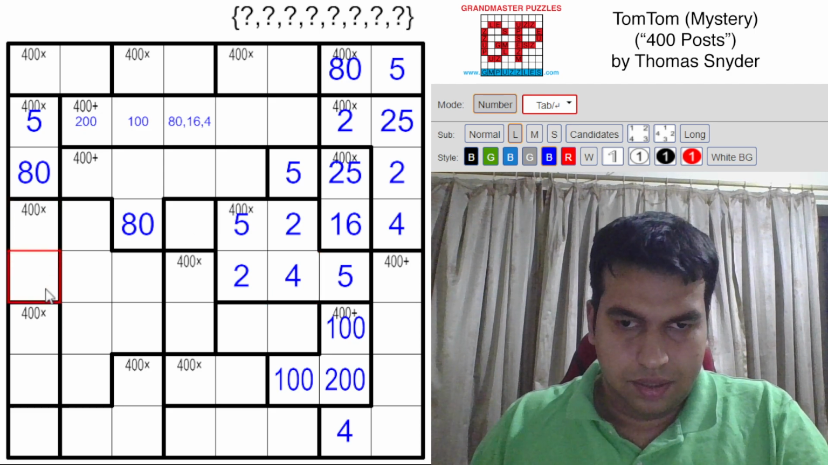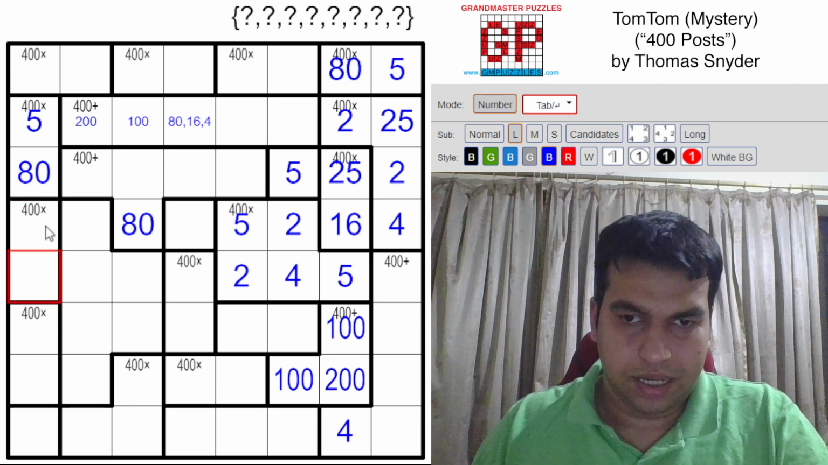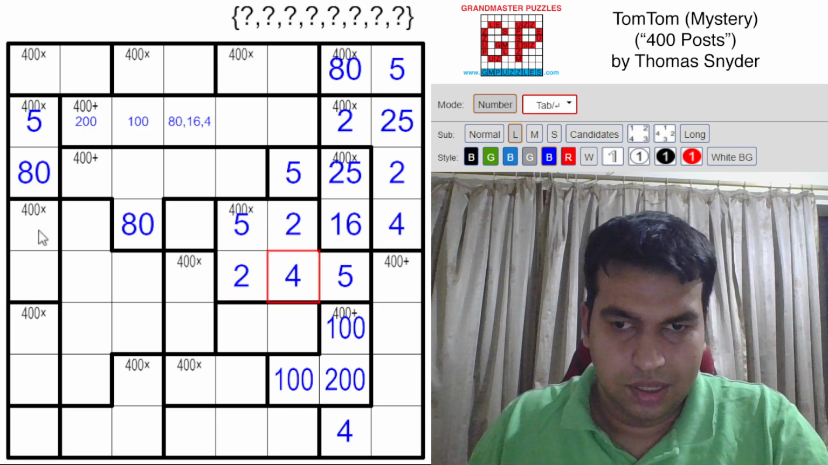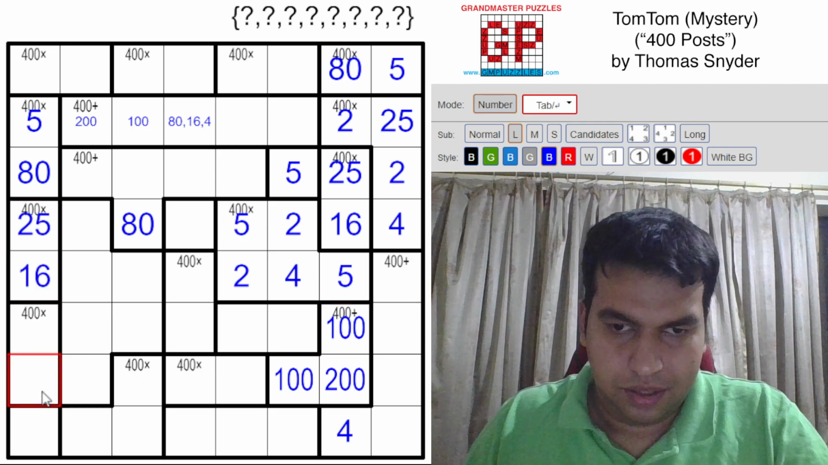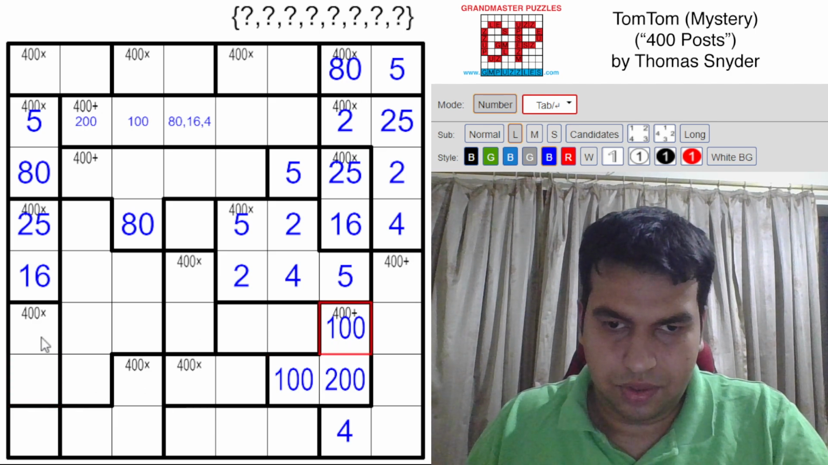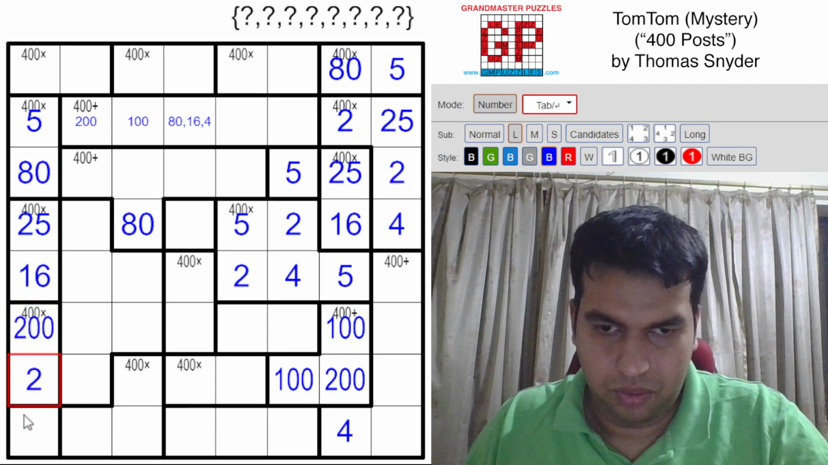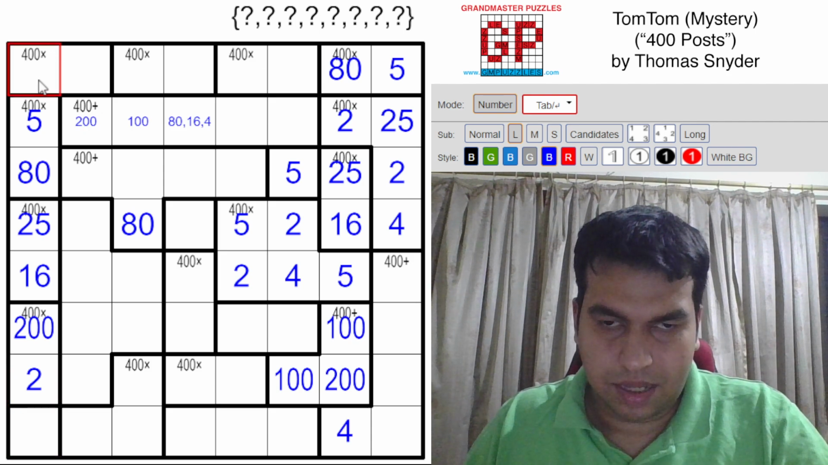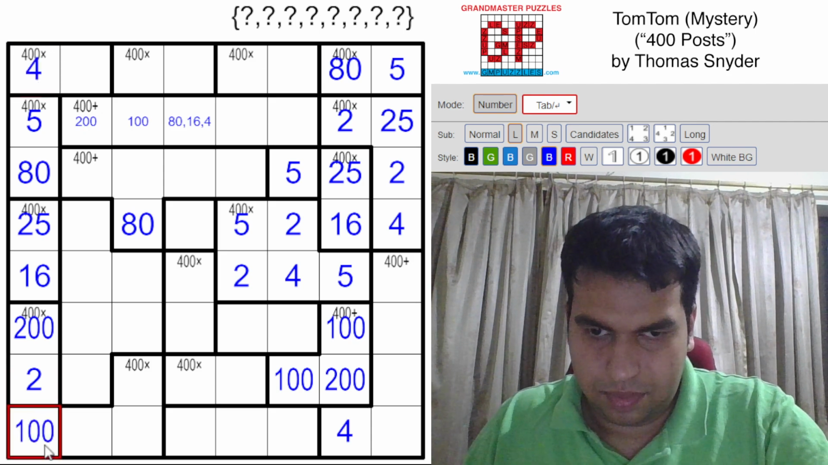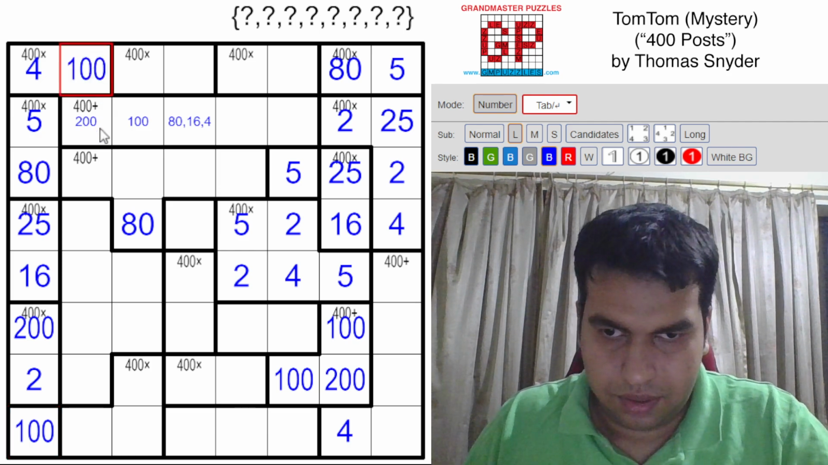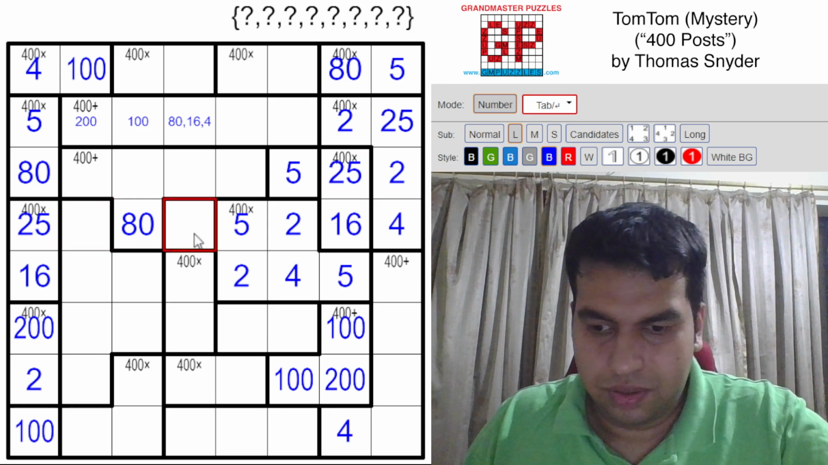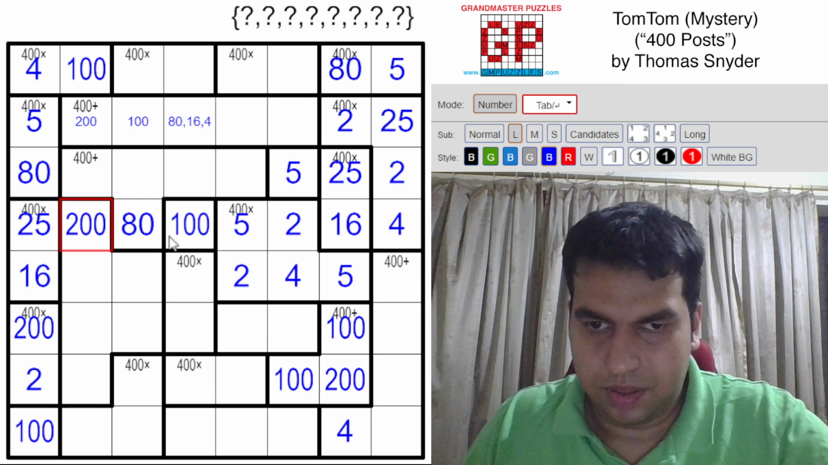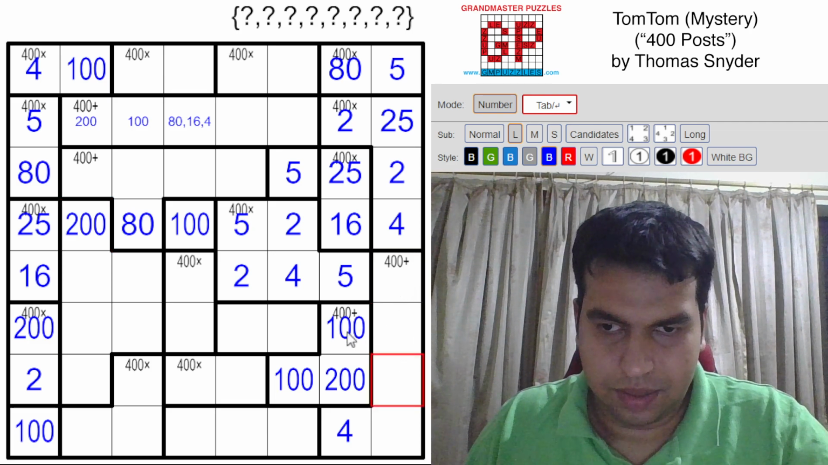Now I look at this 400 product. It can't be 2 into 200 because there are two 2s. It can't be 4 into 100 because there are two 4s. So it has to be 16 into 25. Similarly, this one can't be 4 into 100 because there are two hundreds. So it's 202. So let's just complete the column. That gives us 100 here. That allows us to complete this row. And there's also this column that we can get some progress in because of all these hundreds.